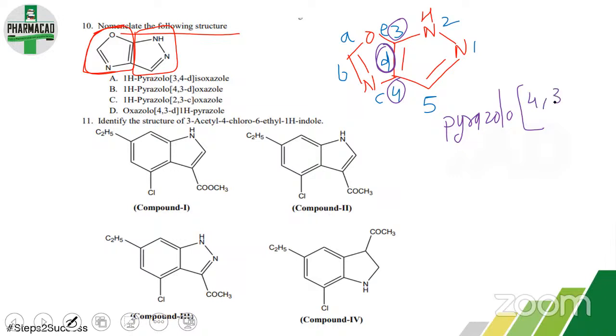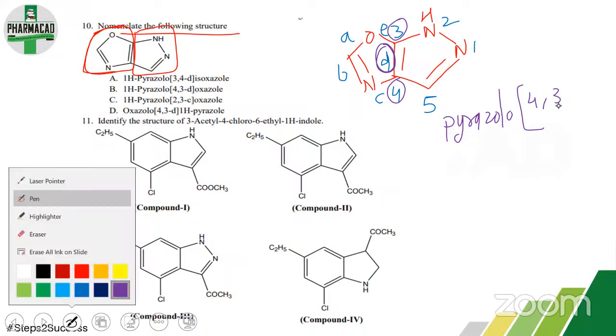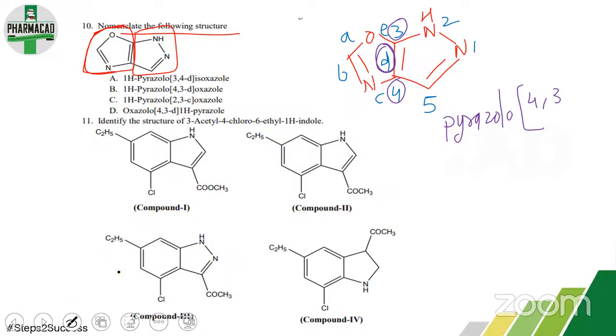So 4,3. Now why is it 4,3? Why is it not 3,4? Because if you see the numbering of this oxazole ring, it is in this manner. Okay, so if it is in this manner, we also have to consider the numbering in that manner only. That's why it becomes 4,3, not 3,4.